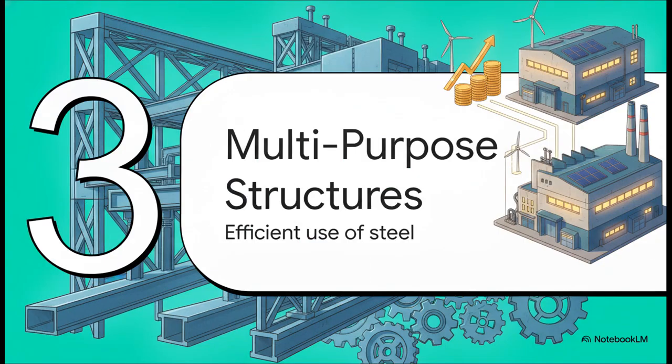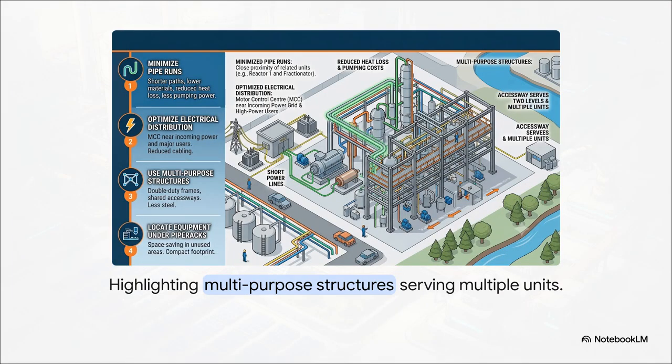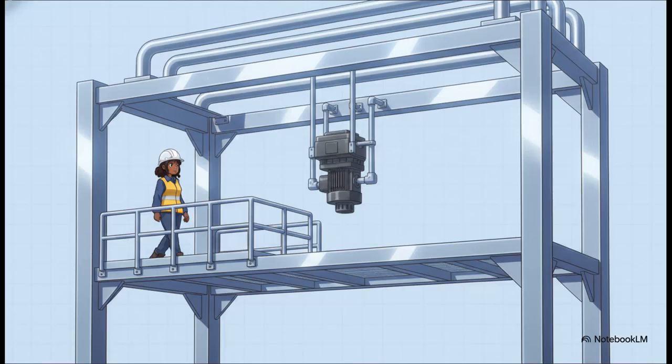Okay, let's hit pillar number 3, multi-purpose structures. Basically, making every single piece of steel pull its weight. Now, what's really interesting when you look at these massive facilities is the towering steel framework housing the various tanks and columns. Notice exactly how it's designed. A single shared accessway, like a staircase and platform system where the workers would stand, is actually engineered to serve two totally different levels and multiple distinct units all at the exact same time. When you translate that physical structure into financial terms, the savings are just massive.